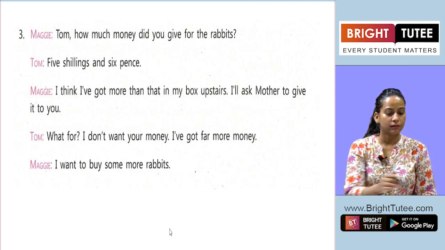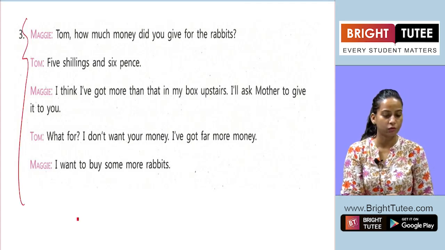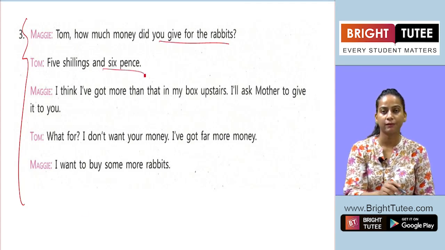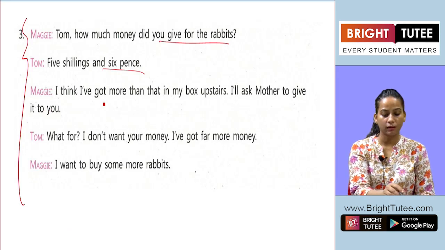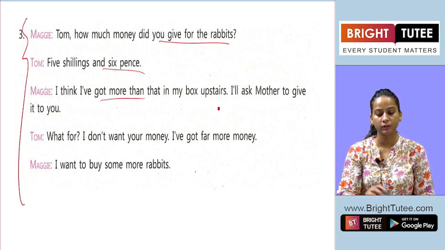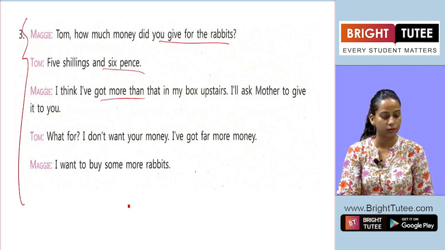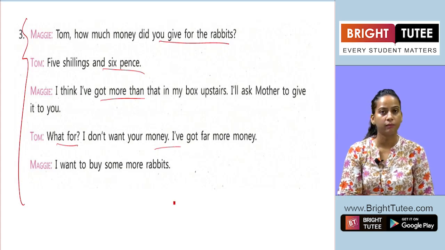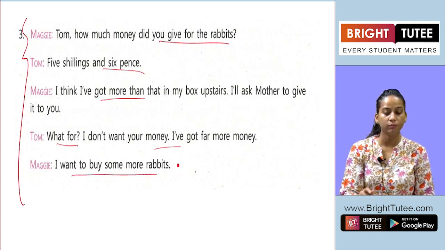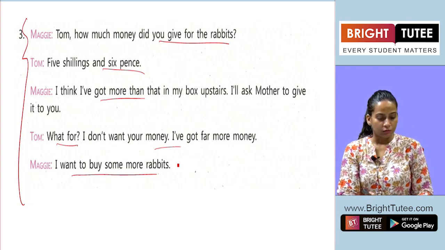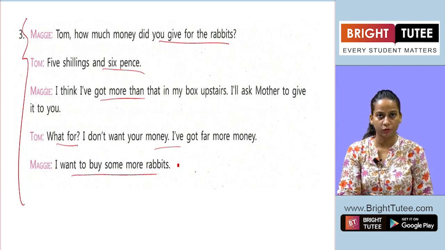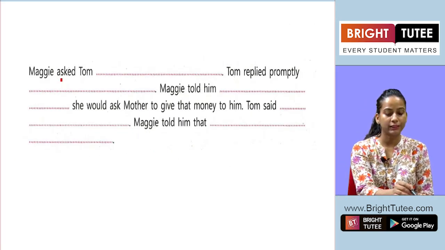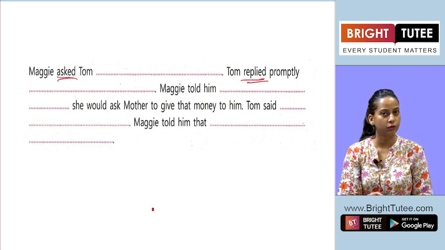The third exercise, the conversation between Maggie and Tom. Maggie, how much money did you give for the rabbits? 5 shillings and 6 pence. I think I have got more than in my box upstairs. I will ask mother to give it to you. What for? I don't want your money. I have got far more money. I want to buy some more rabbits. So, here we have seen the conversation between the two. Now, based on that, we have to fill the given blanks. So, according to these reported verbs, we are going to change it.